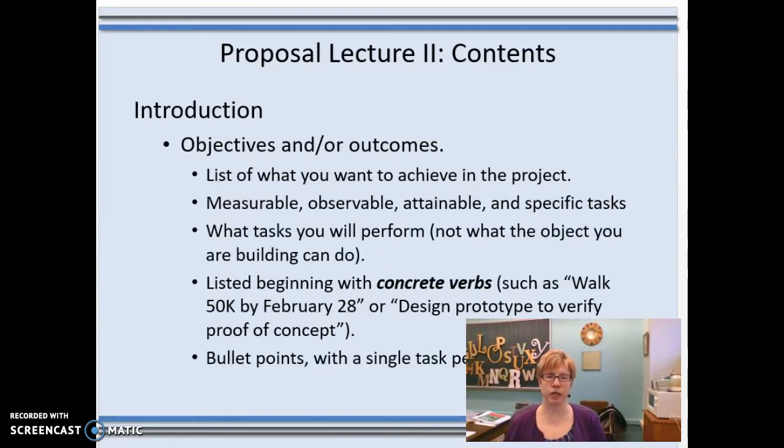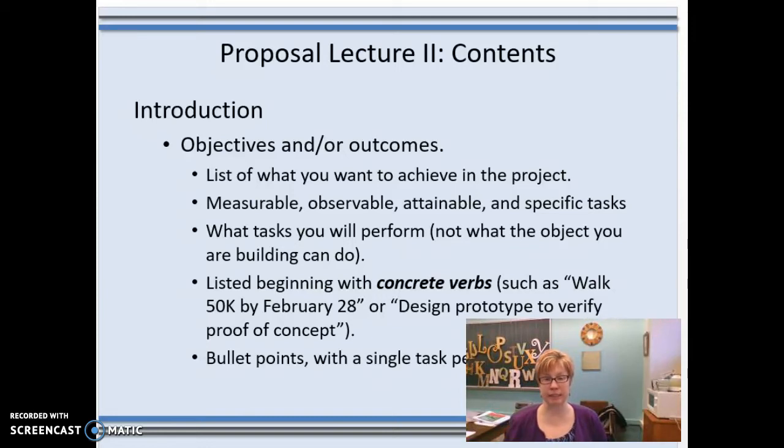Okay, the section objectives or outcomes is a necessary section for everyone. Okay, a set of objectives is a list of the things you want to achieve in the project. Okay, they are measurable, observable, attainable, and specific tasks. Okay? And it says that right there at the bullet point. You have to think about the time and tasks it's going to take to get from point A to point B. Right, here we are in week 2-ish. And what are you going to submit week 15 or 16, right? The tasks that go with that.